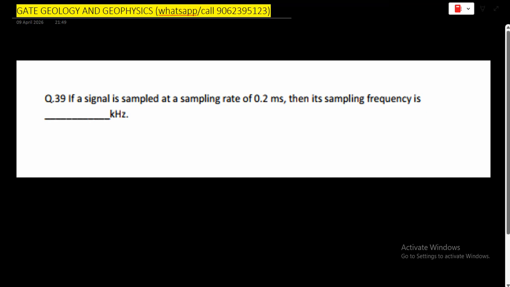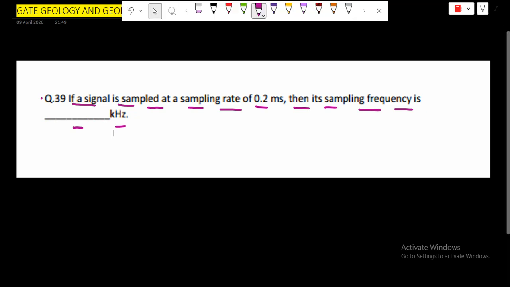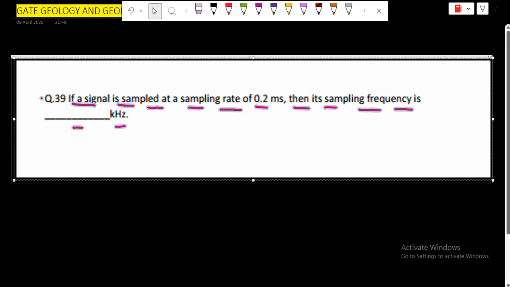So today we are tackling a question from the GATE Geology and Geophysics. So let's come to the question first. The question says: if a signal is sampled at a sampling rate of 0.2 ms, then its sampling frequency is dash kilohertz. Okay, so let's solve this.